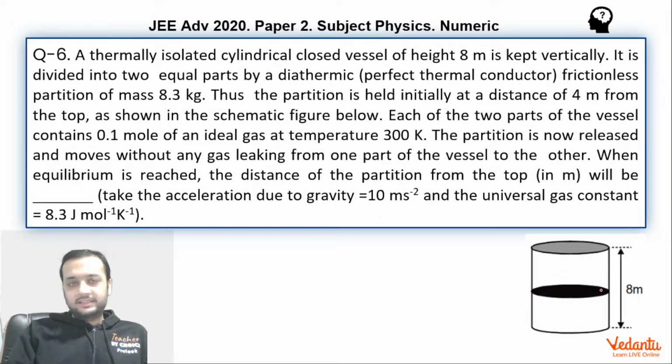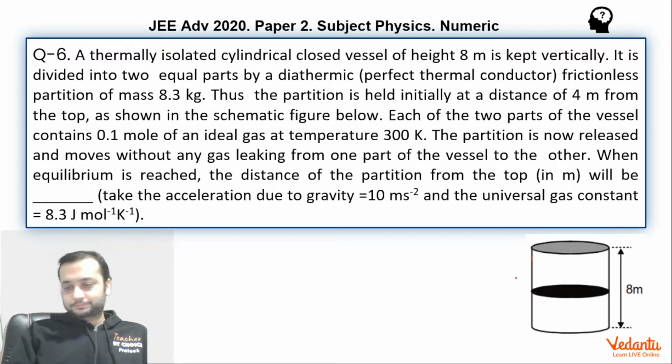when we release this piston, eventually it attains equilibrium, and we have to find the distance of the piston from the top end. So initially both the chambers will have a length of 4 meters. So this will be 4 and this will also be 4. So we have to find the distance between the piston and the top of the cylinder. That is what we have to find.